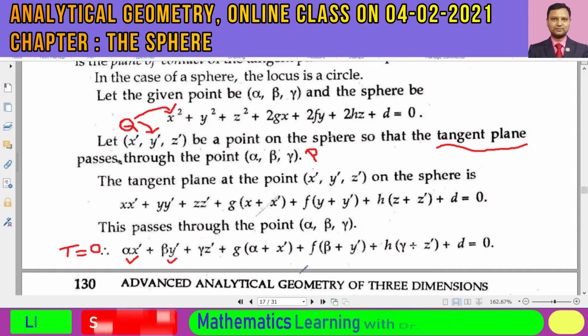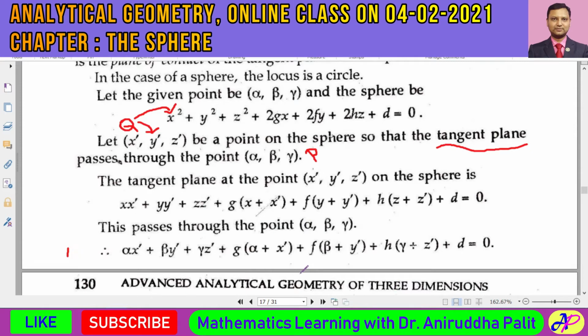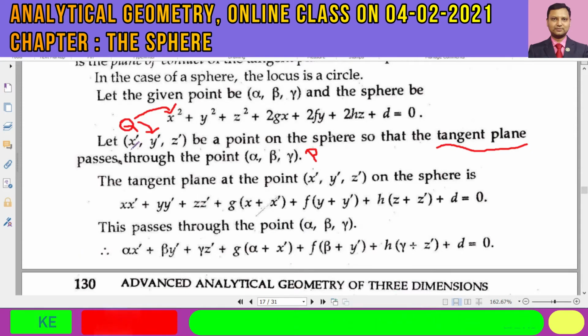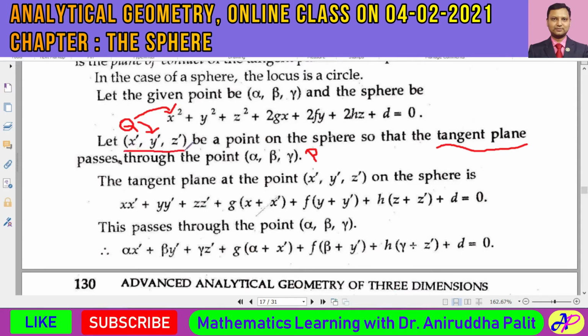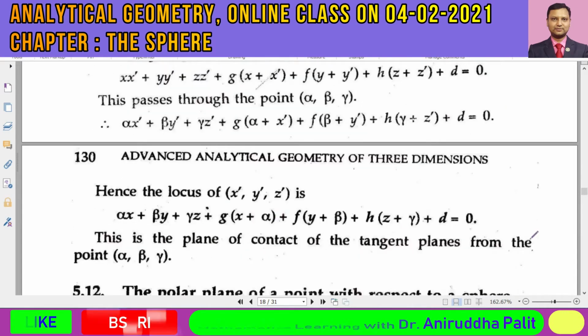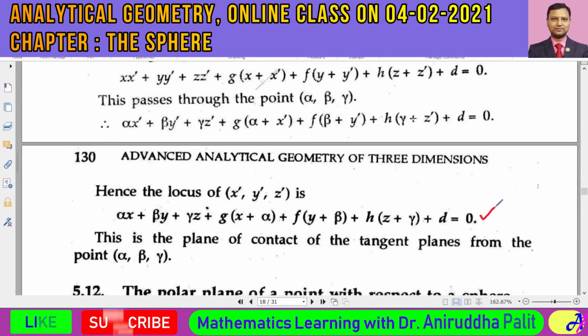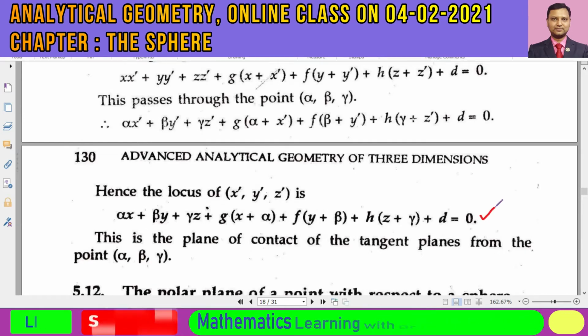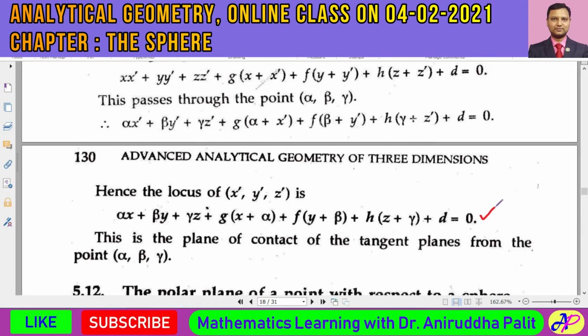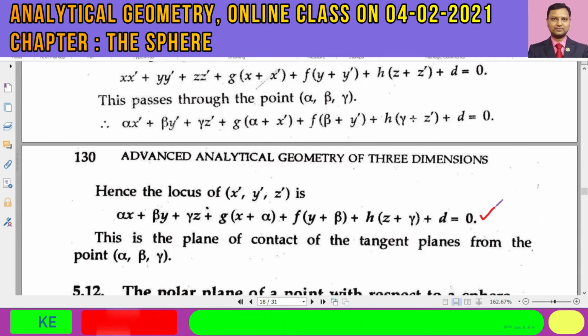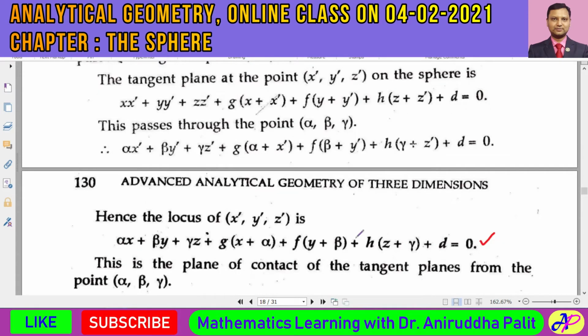If we now consider the locus of this point x prime, y prime, z prime, then the locus will be this kind of plane, alpha x plus beta y plus gamma z. That is the equation of the plane of contact, and this plane of contact has the formula T is equal to 0.